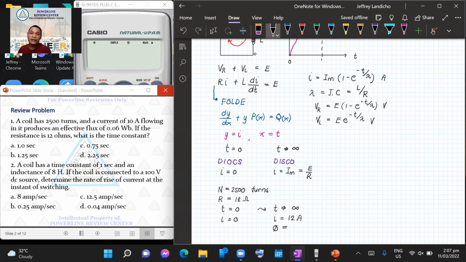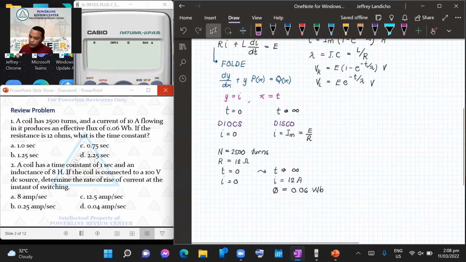It would provide the necessary flux. So how much flux or magnetic field did it provide? 0.06 Weber. So we are looking for, for this given coil, what would be the corresponding time constant? The time constant, lambda, for RL is L over R. Okay? So that is our equation. We already have R. What we need now is L. Do you still remember from our DC circuits how to determine the self-inductance?